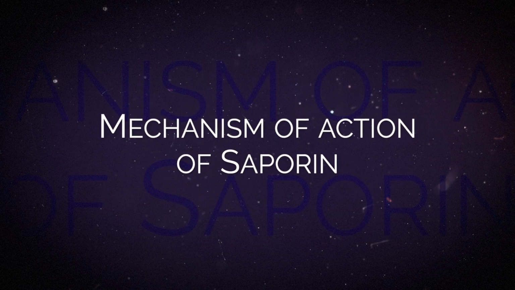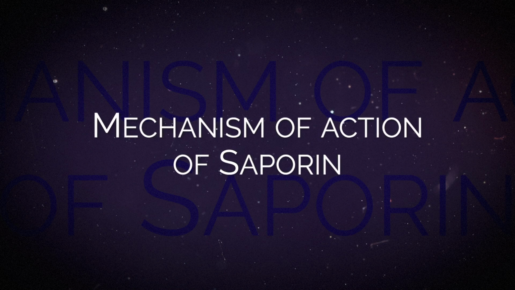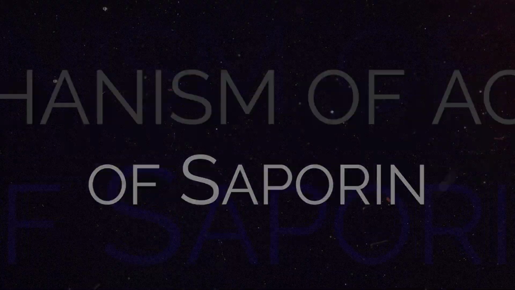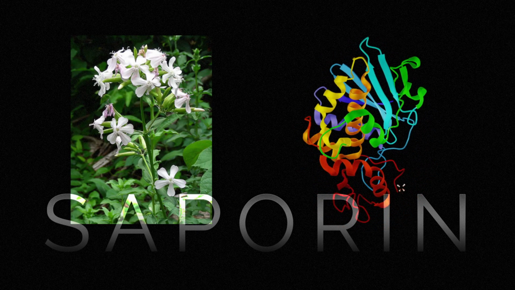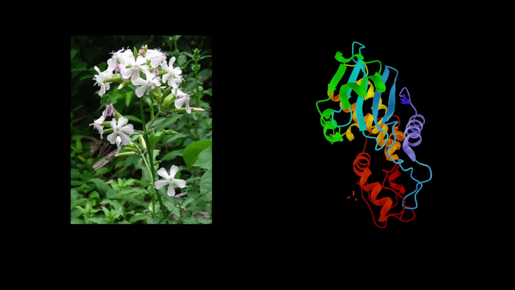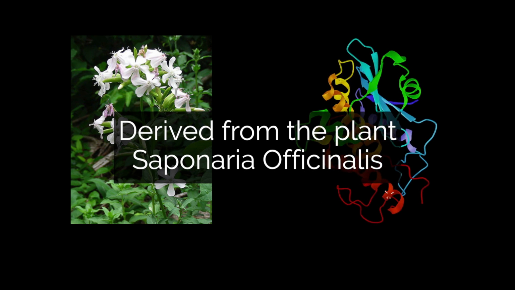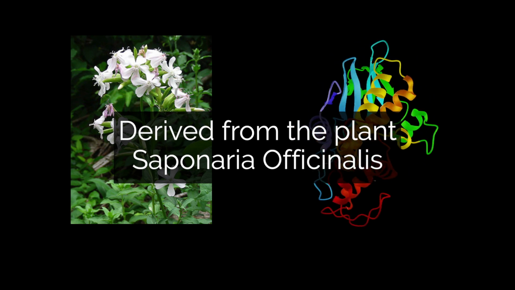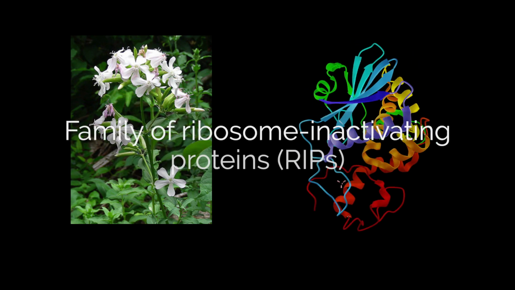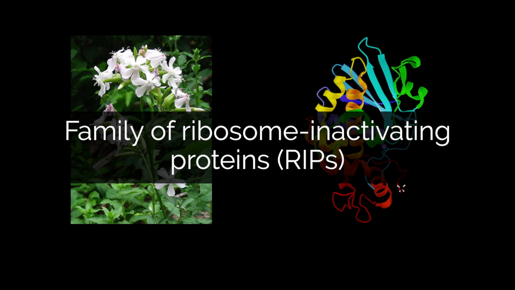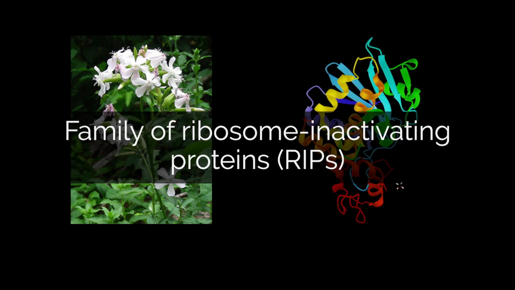The first thing on the list is the mechanism of action for Saporin. First off, what is it? Saporin is a 30 kilodalton protein isolated from the plant Saponaria officinalis. We still isolate and purify Saporin from the seeds, but we also have the capability of making it recombinantly. This protein is part of a family of ribosome inactivating proteins, also known as RIPs. Popular RIPs also include ricin or abrin, which you may have heard of.